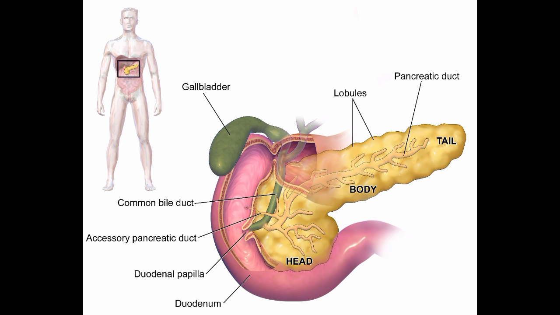Okay, the next hormone released by the pancreas is glucagon. It raises the blood sugar level by converting stored glycogen into glucose. The function of glucagon is antagonistic to insulin.